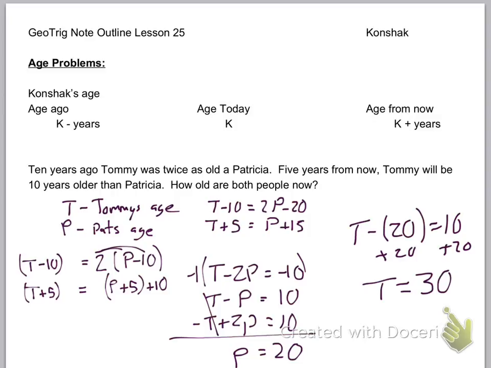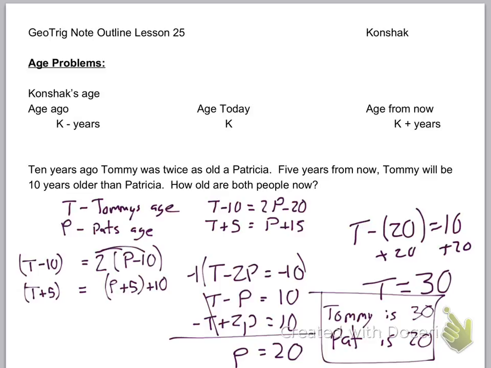Now, we just solved a bunch of equations. We didn't actually state anything. We should technically go back and say, Tommy's age is 30. Tommy is 30. Pat is 20. Done.